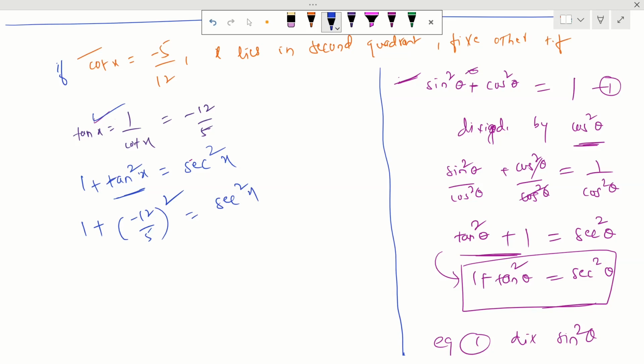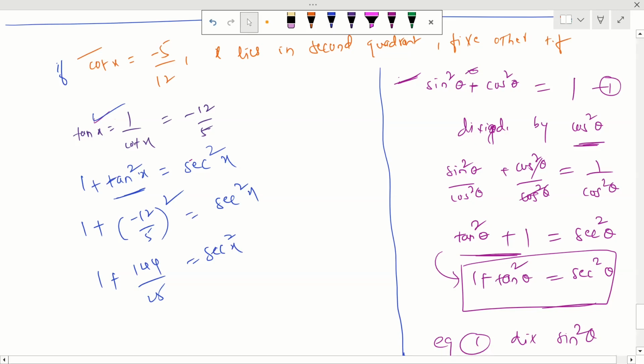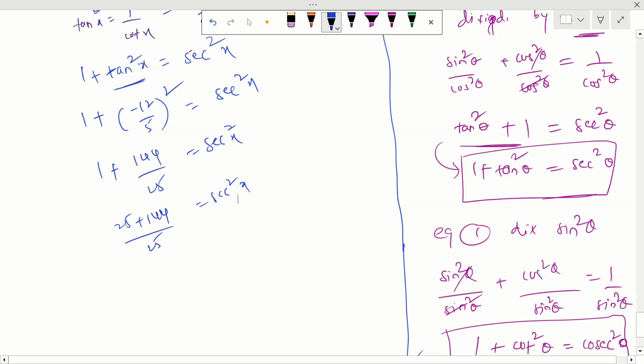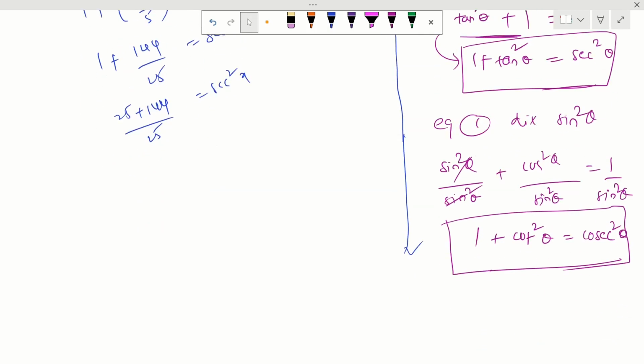Now we can write a negative value. When we are squaring a negative value, it will be positive, then it is 144 divided by 25, equal to secant square x. Then we can add here 25 plus 144, so we have 169 divided by 25 is equal to secant square x. Now we can write this in a reverse manner.